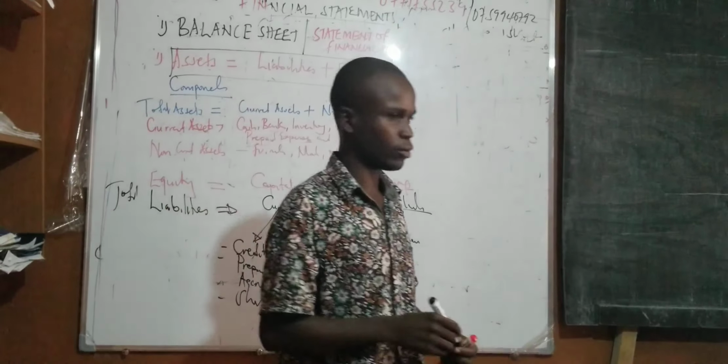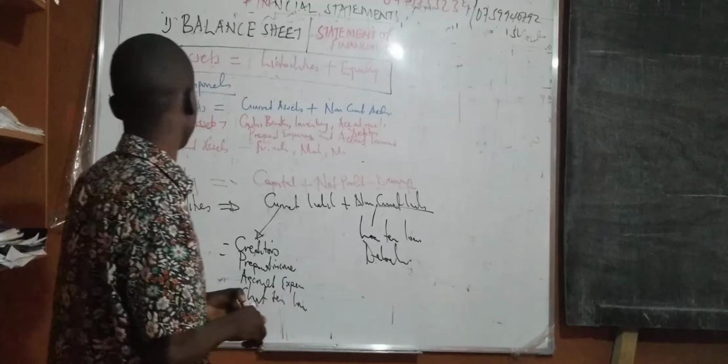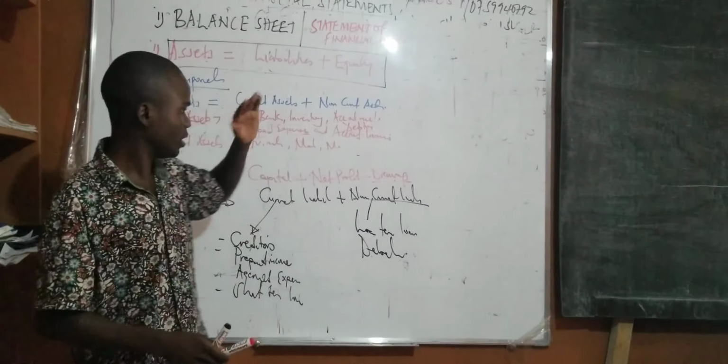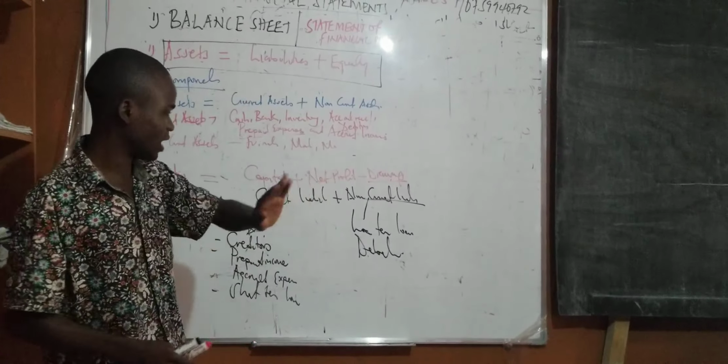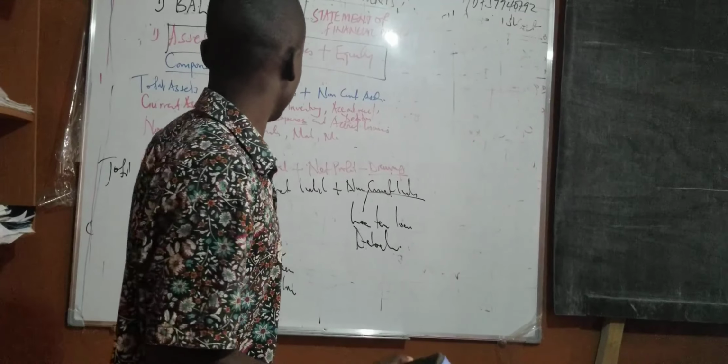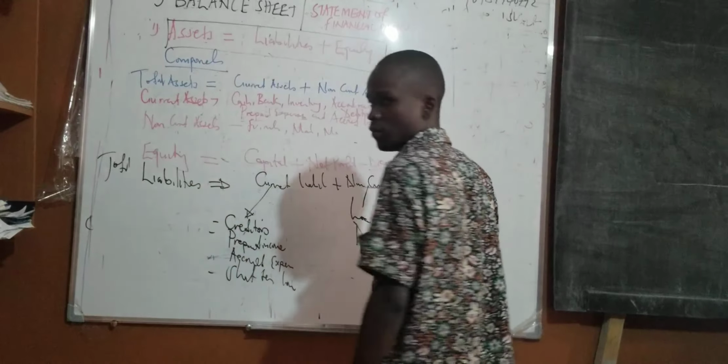So this is all about the balance sheet, as easy as this, as long as you understand the assets, liabilities, and the equity. So it's simple. What are assets? What are liabilities? So we are going to the format now. Let's go to the format.